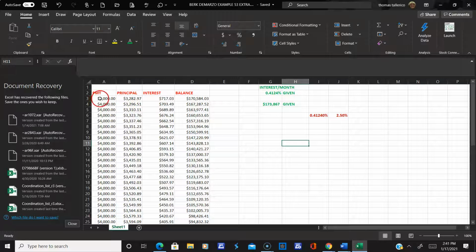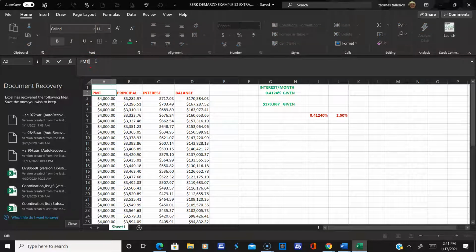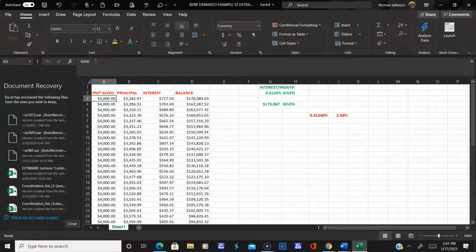So remember they told you this was given, right? The payment was given, 4,000 a month. Actually, let me do this. Hold on. Payment, given. Okay? So that's given. This is given, right? And I want to show you, my goal is to show you how they got this number. And this is given. So you take this number here, this interest rate every month, and multiply it by your balance. First of all, you multiply it by this balance, right?